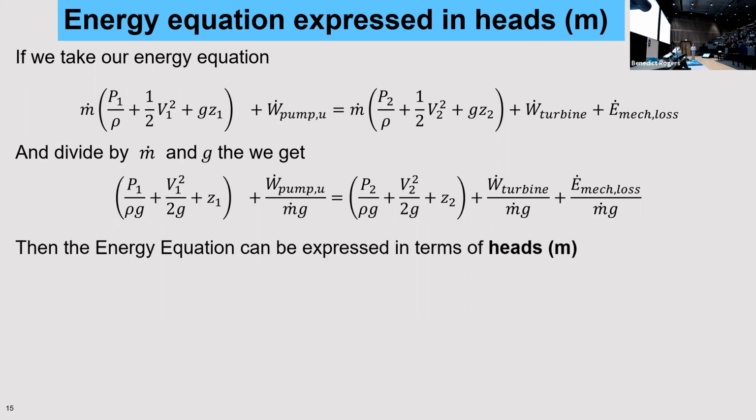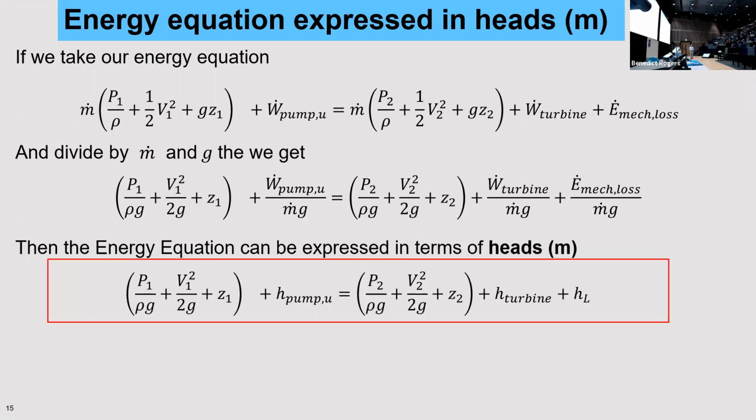Well, that's quite useful, because the energy equation can now be expressed in terms of heads. This is the steady flow energy equation, but expressed in terms of heads. Instead of quoting the useful pump work, as we have here, or the turbine work and its rate, we talk about the turbine head. Here we talk about the pump head. And here on the left, this is the mechanical loss, and we talk about the head loss.